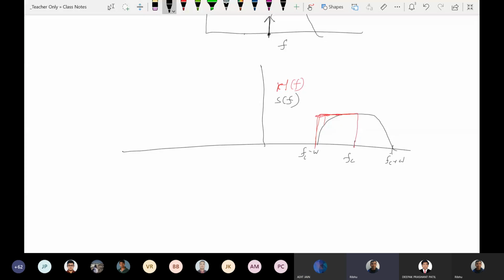So roughly, I do not have a proof right now, but roughly the Paley-Wiener criterion says that you cannot have a frequency response that decays faster than e to the power minus omega square. So this is the Paley-Wiener criterion.